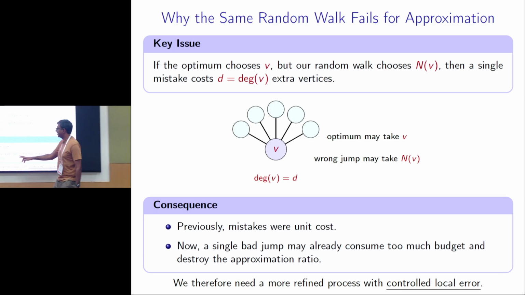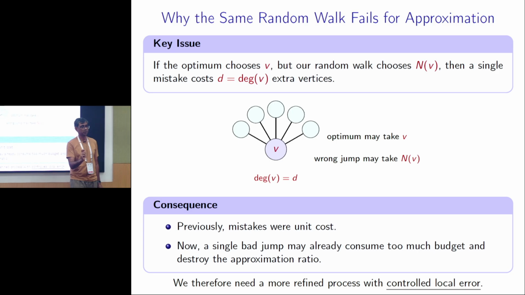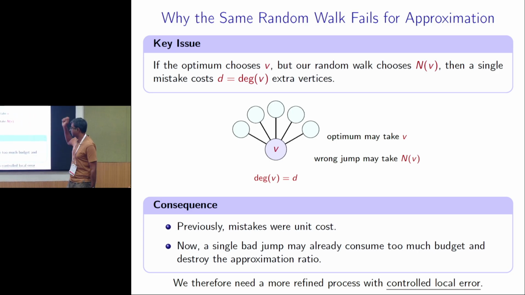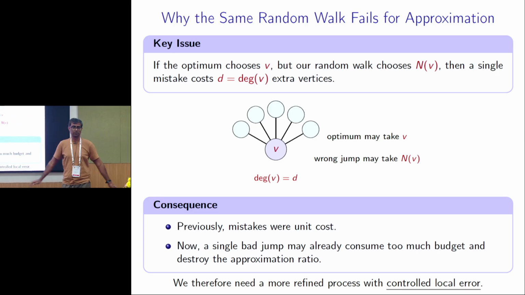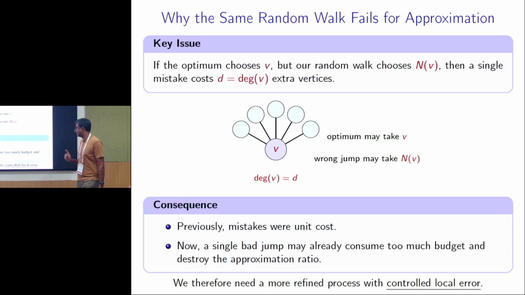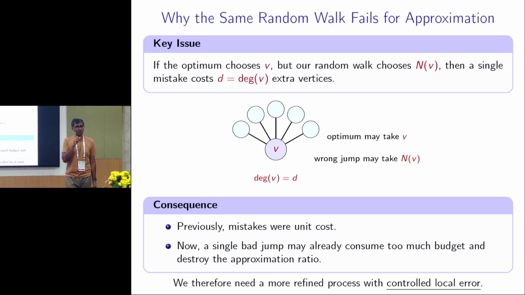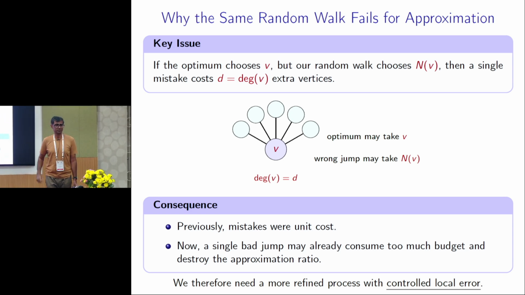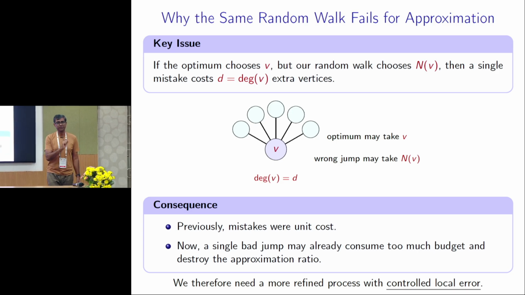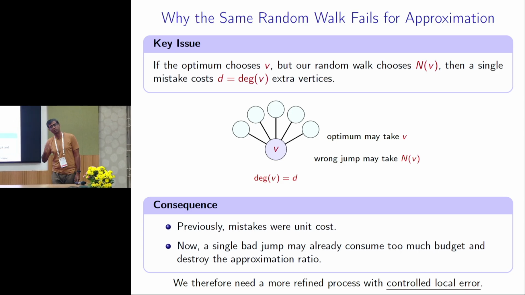Okay? So previous mistakes were unit cost. But now a single bad jump can kill your algorithm. So we need a much more refined and controlled process than this. Let me design a different branching algorithm which achieves 1.618, and we will implement that.